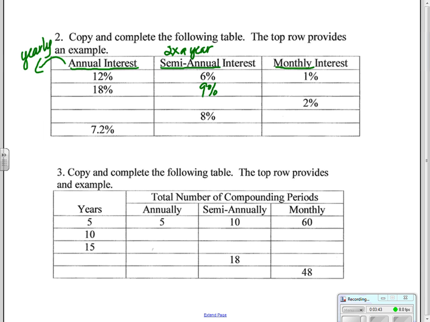If it was monthly, how do I figure out that monthly interest rate? We take our 18% and we divide it by 12. Which is 1.5% every month. What if I had 2% monthly interest? What would that be semi-annually, and what would that be annually? Annually, if I've got 2% per month, it would be a 24% annual interest rate, which is a 12% semi-annual rate. So none of these calculations are big deals.